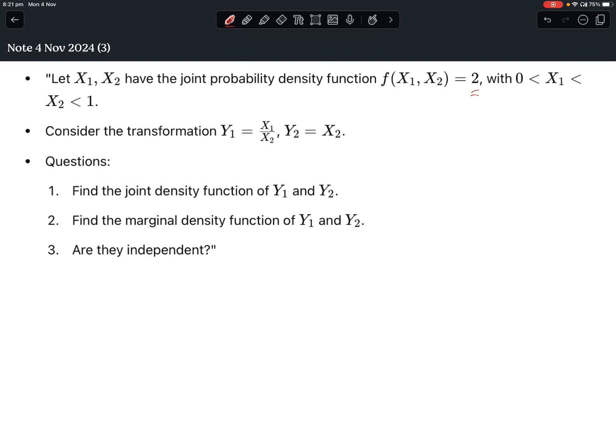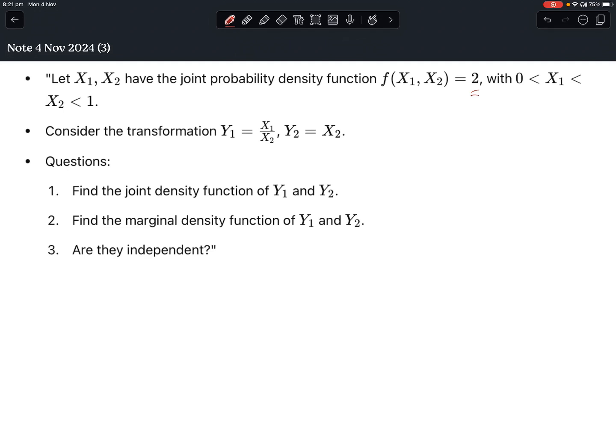Now we apply a transformation where we define two new variables, Y1 and Y2. Y1 is defined as the ratio of X1 to X2, while Y2 is simply equal to X2.